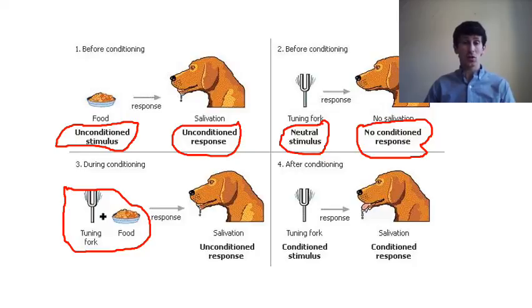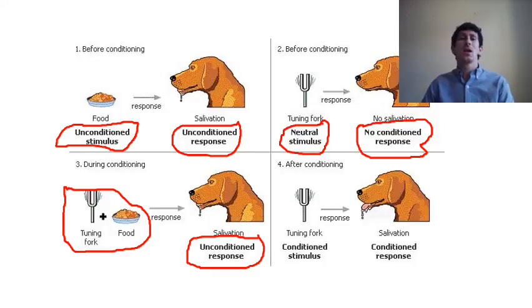So every time the dog gets the food as normal, it starts to salivate. It's got this unconditioned response, this natural response to the food. But in the background, there's this little bell going off. And over time, as Pavlov kept doing this and repeating, the dog starts to make an association. It associates the food with the noise of the bell and the noise of the fork.